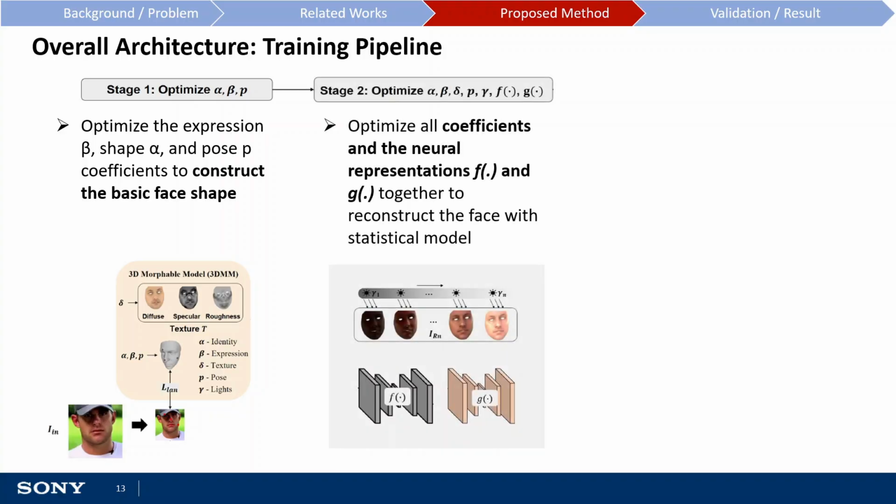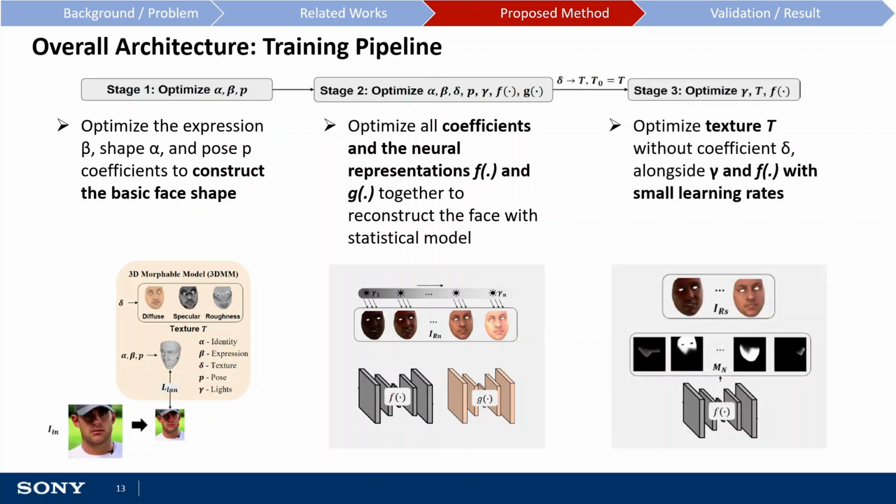In stage 2, all coefficients and the neural representations f and g are optimized together to reconstruct the face with the statistical model. In stage 3, the texture T is directly optimized without coefficient delta, while gamma and F are optimized with small learning rates. The weights are all predefined, and the authors use the Adam optimizer for optimization.